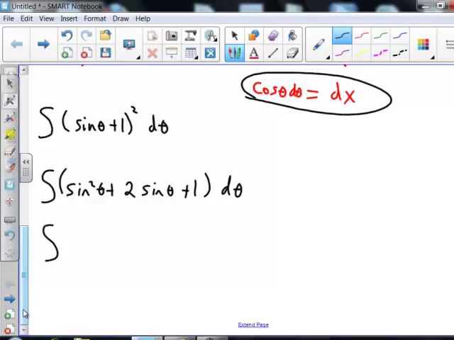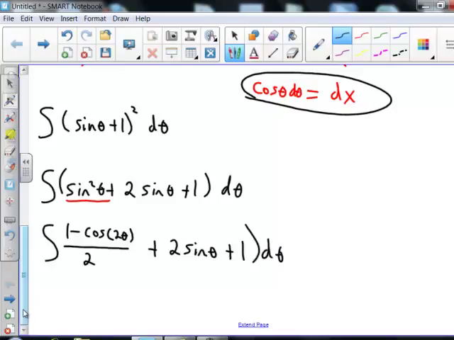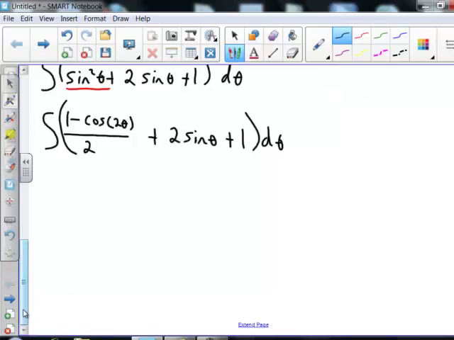So one of the things that I have is I got to deal with sine squared theta. We don't have really anything to use to deal with sine squared theta because we don't have anything we can use for u substitution. However, we can use a trig identity, and we can use the fact that the sine squared of theta is 1 minus the cosine of 2 theta, all that divided by 2. And now I have plus 2 sine theta plus 1, all that d theta. So just using that fact to help me there.